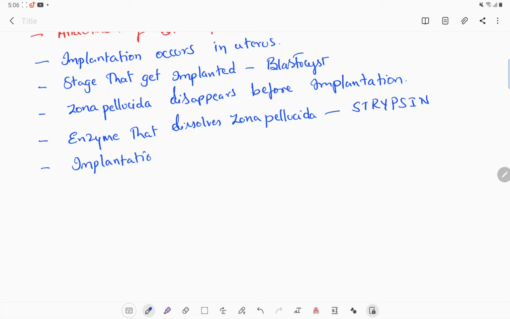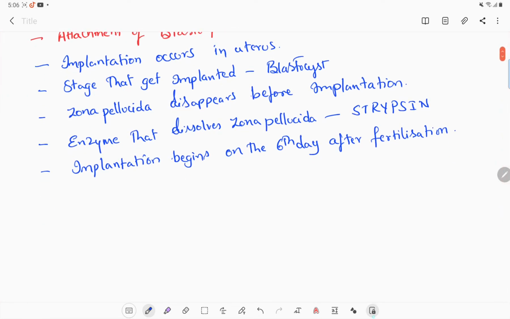So when does implantation begin? Implantation begins on the 6th day after fertilization. Okay. So implantation begins after the 6th day after the fertilization. Then what is happening?